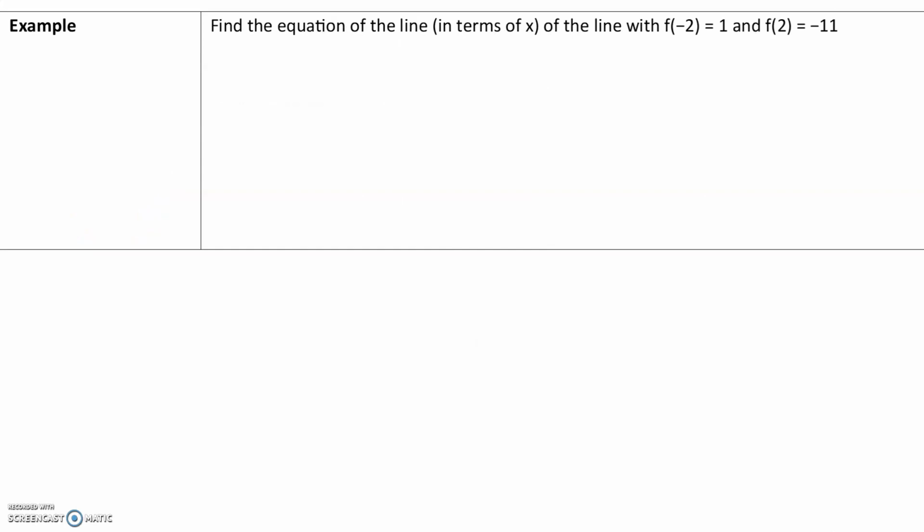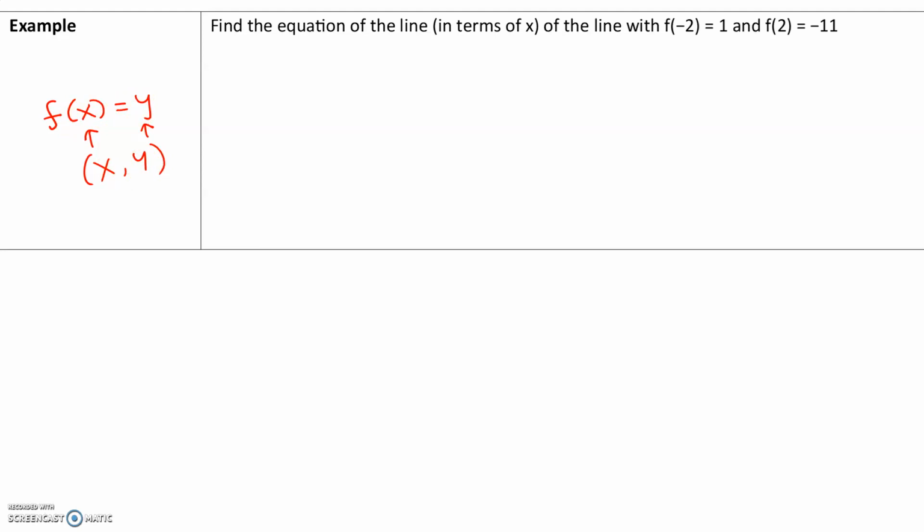Find the equation of the line in terms of x with f of negative 2 equals 1 and f of 2 equals negative 11. So a quick recap. In this notation, f of x equals y, the parentheses contain the input or the x value, and the result is the output or the y value. So we can take any point in the notation f of x equals y and write that as an ordered pair.